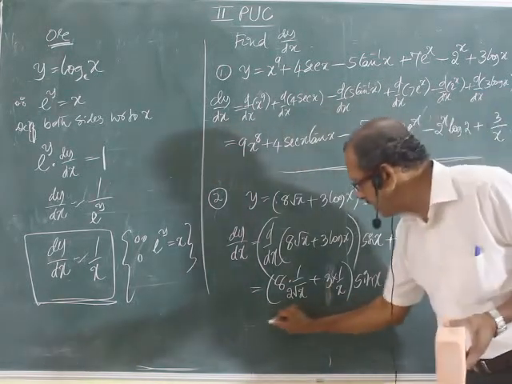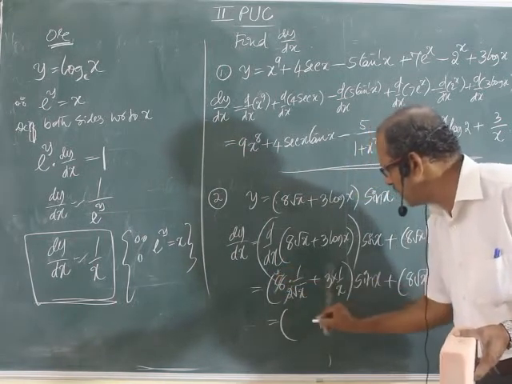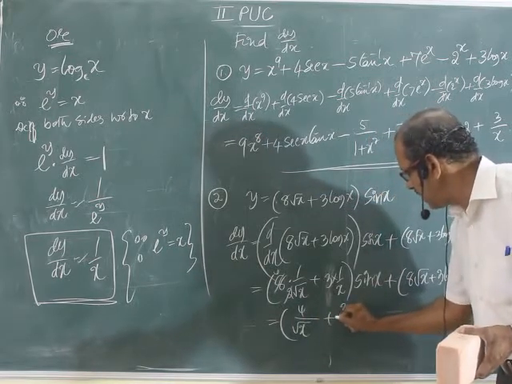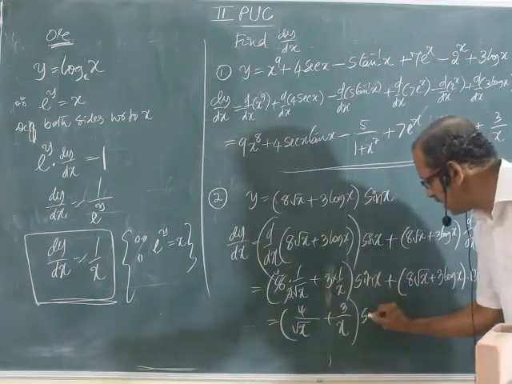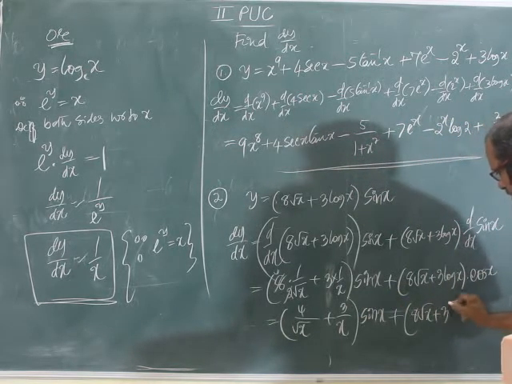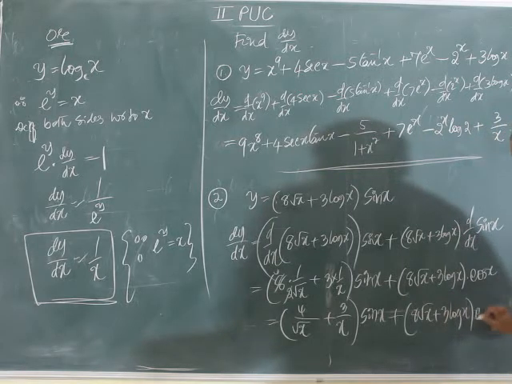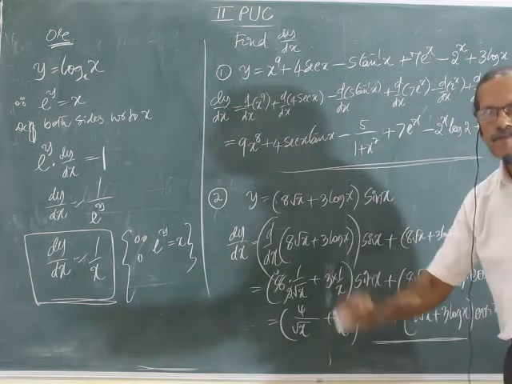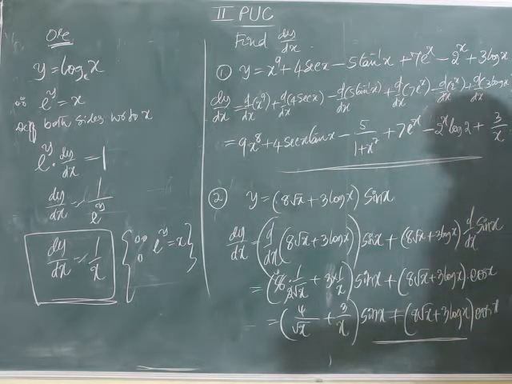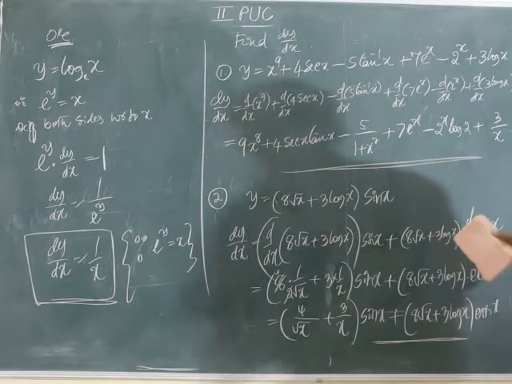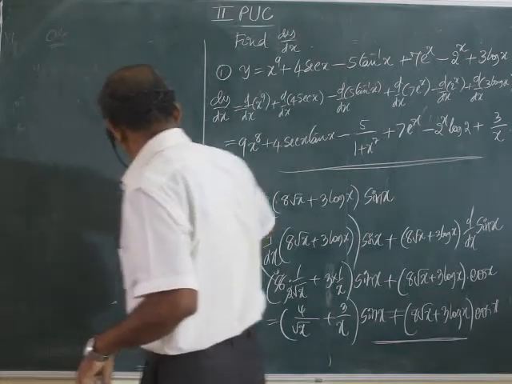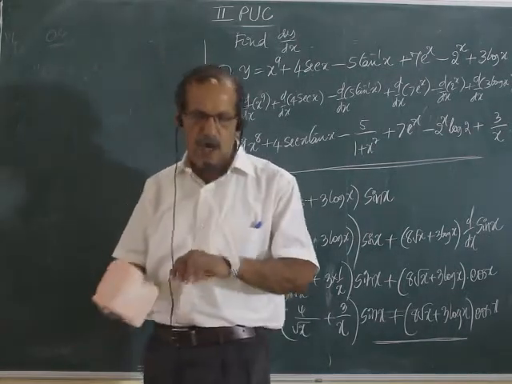One more step required, I told no? 2 4s, 4 by root x plus 3 by x, sin x, 8 root x, 3 log x, cos x. Got the idea clear? In product formula you can use log function. In quotient formula also you can use log function.